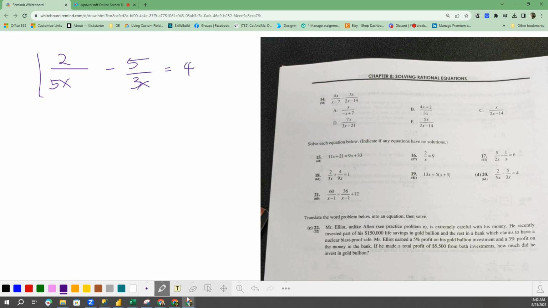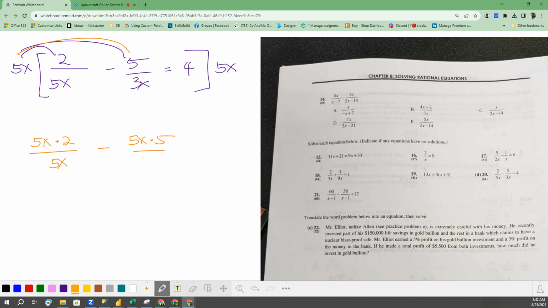Okay, so now we will try this with the bigger of the two denominators, which is 5x. And we will multiply the other side with 5x as well. So when we do this, I'm going to write them all out. So 5x times 2 over 5x, minus, multiply that also, 5x times 5 over 3x equals, multiply that, you have 20x.